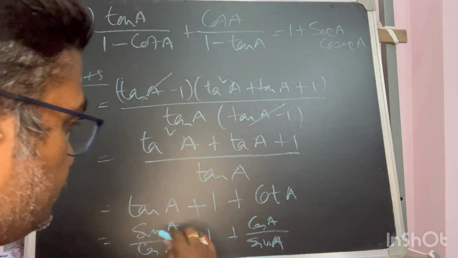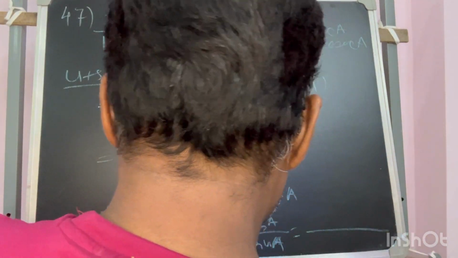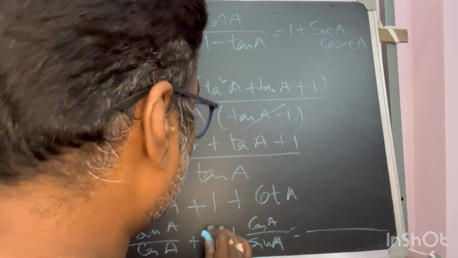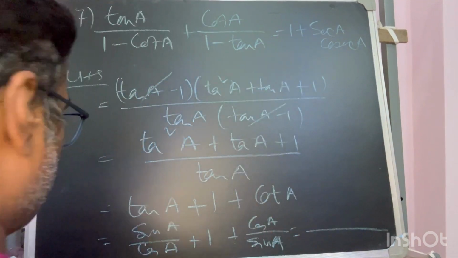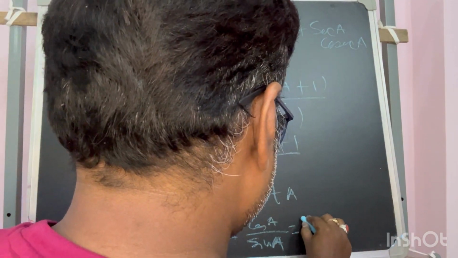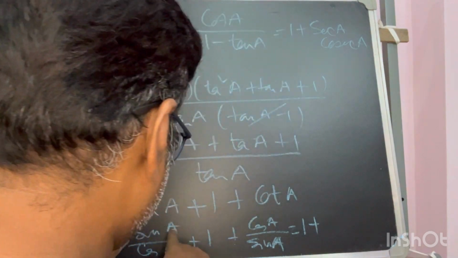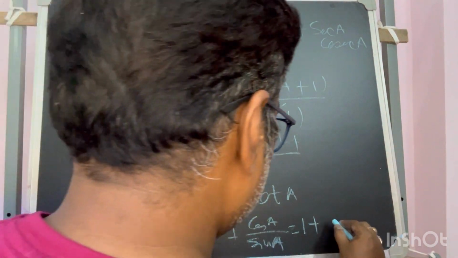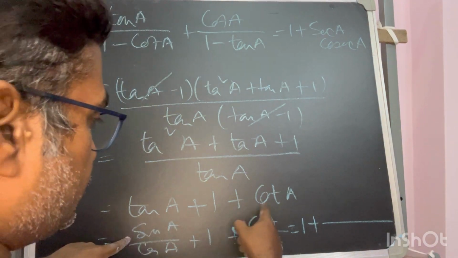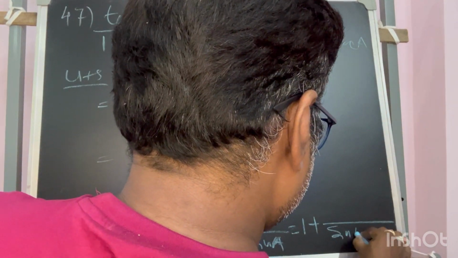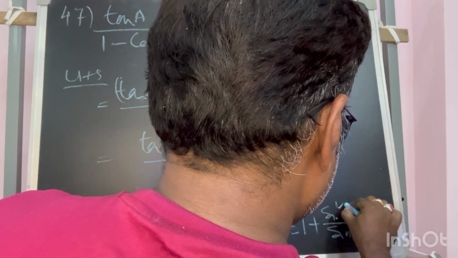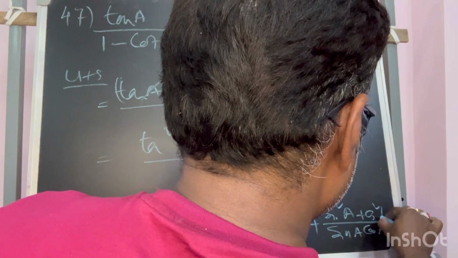Now add this. I want to add this and this. 1 will be as it is because 1 is already there, I will not involve 1 into the picture. So if I take sin by cos and cos by sin, ultimately if I add this, sin will be squared there, cos will be squared there, and the bottom will be sin A cos A, and the top sin square A plus cos square A.